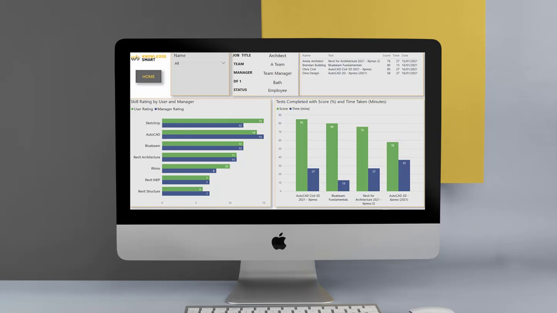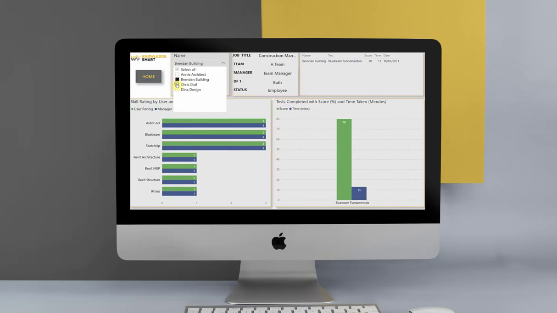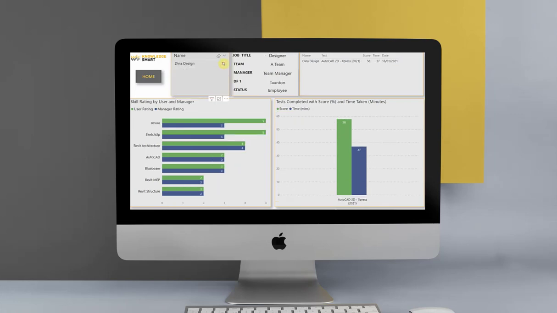A unique feature of KnowledgeSmart is being able to compare self-rated data with test results. The charts on this page present both skills ratings and KnowledgeSmart test scores, which can be individually reviewed. Information is also shown about the team, manager, and status.